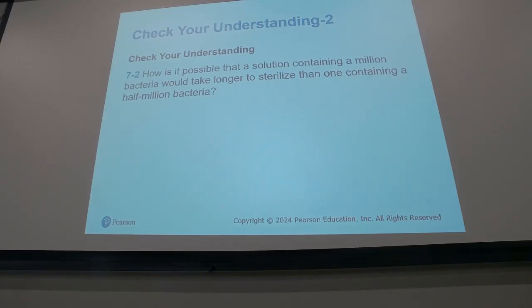So, check your understanding. How is it possible that a solution containing 1 million bacteria would take longer to sterilize than one containing 500,000 bacteria? Because they each go down 90%, and 90% of 1 million is a lot more than 90% of 500,000. Yes. So what is 90% of 500,000? 450,000? Yes.